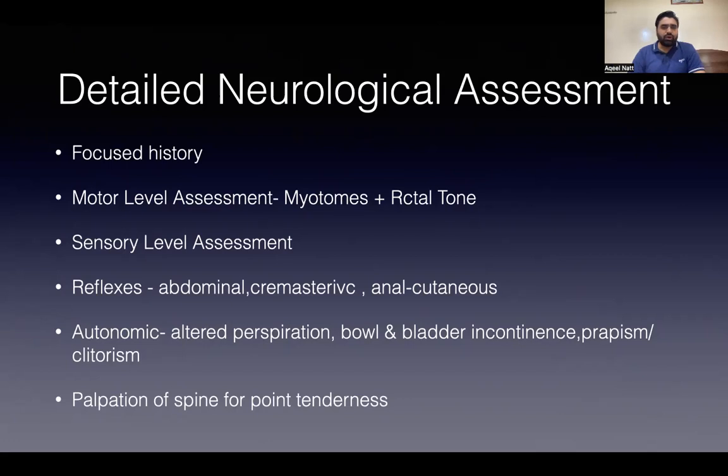You go for the autonomic system, you check for sphincters, bowel and bladder incontinence. There can be priapism, clitorism. You palpate the spine in detail from neck to tail of the tailbone.